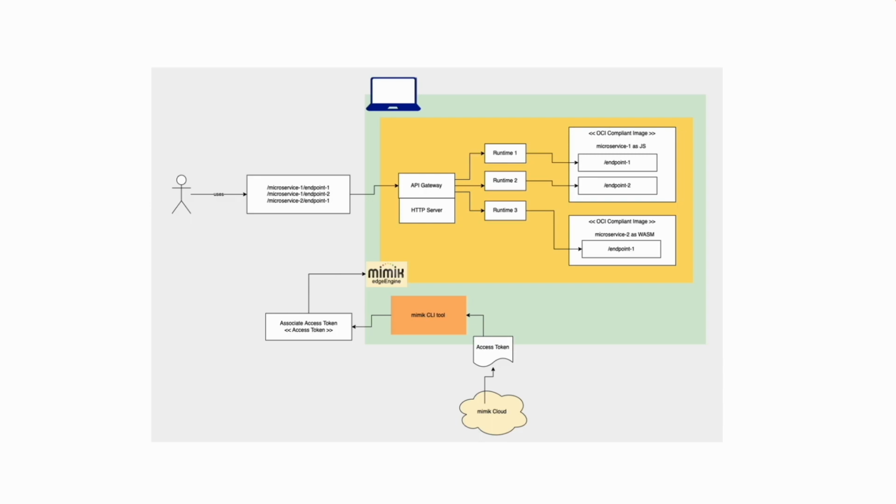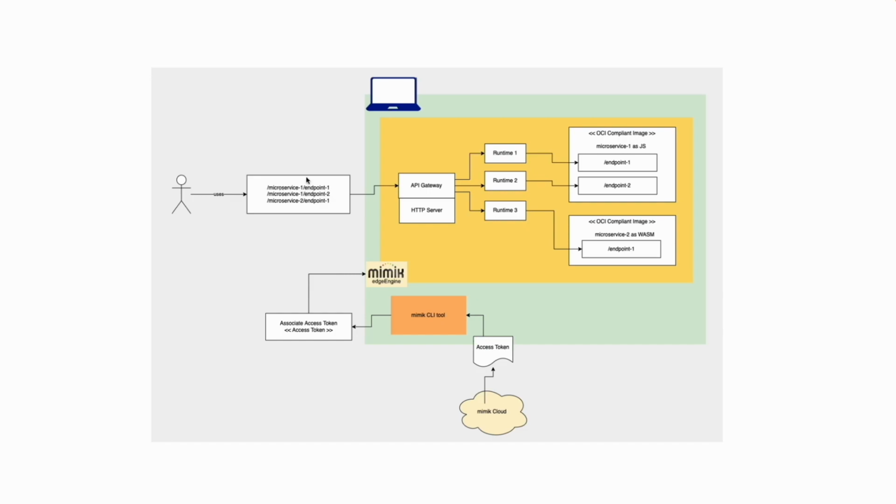The most important thing to understand about microservices running under edgeEngine is that they run in a serverless manner. So how does that happen? Well, you're going to install both the Mimik CLI tool and the Mimik edgeEngine on your local machine. And Mimik edgeEngine has a number of components. The most important component is the API gateway, which is also bound to a single HTTP server that's controlled by edgeEngine Runtime.